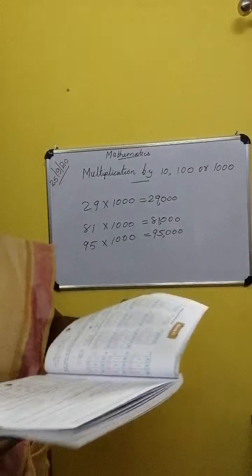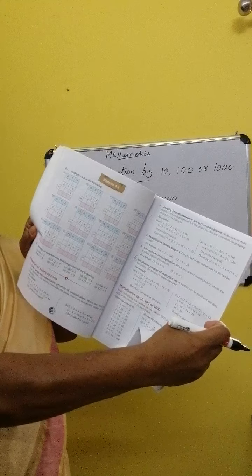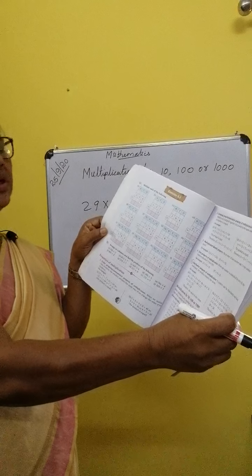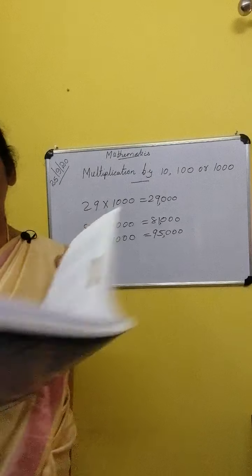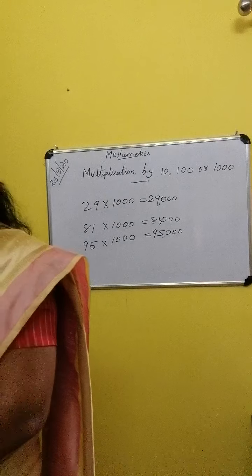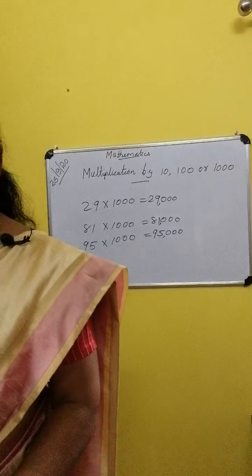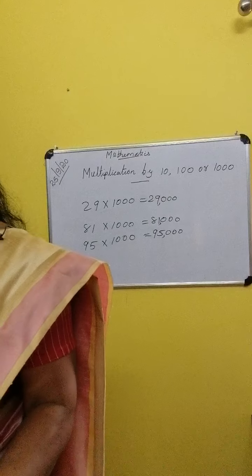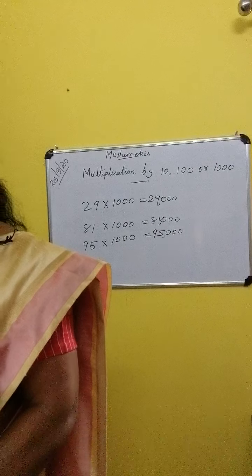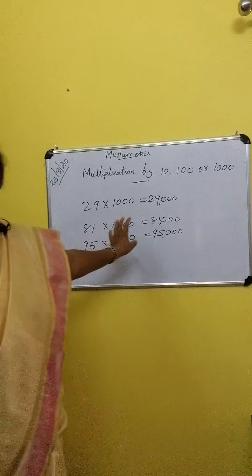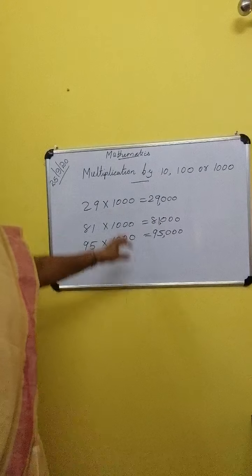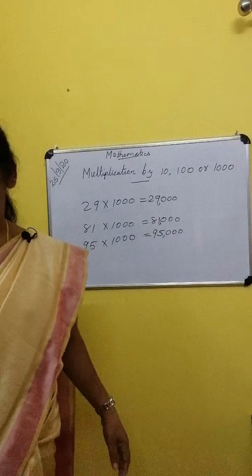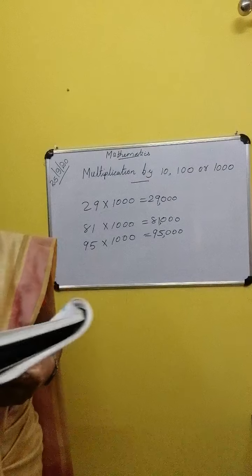See here, page number 62. I gave you as homework. Did you do that? Everybody should do without others' help. Say the multiplication tables and do it. Okay. I hope everybody understood how we get the answer when we multiply by 10, 100, 1000. Okay. Here it is.